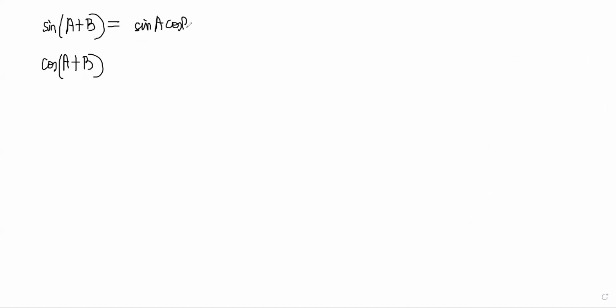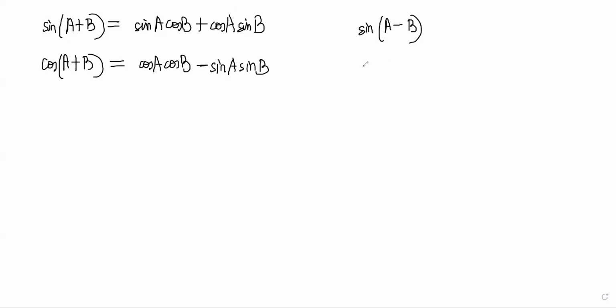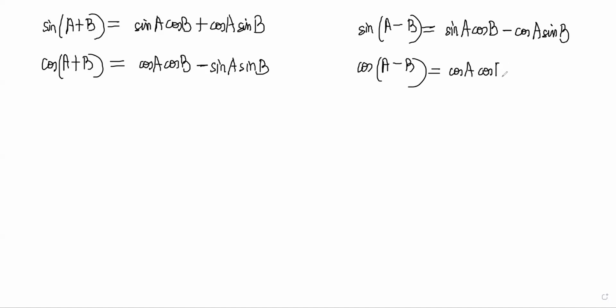Sine A cos B plus cos A sine B, cos A cos B minus sine A sine B. And from here we have gotten formulas for sine of A minus B and cos of A minus B, which became sine A cos B minus cos A sine B and cos A cos B plus sine A sine B.